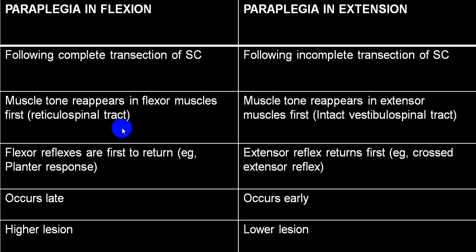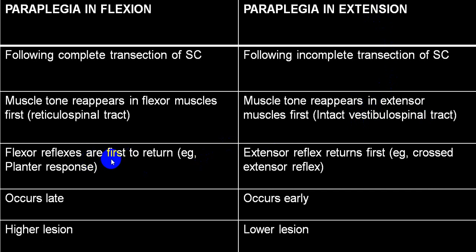Muscle tone reappears in flexor group of muscles because of reticulospinal tracts, while in case of a partial damage, muscle tone reappears in extensors first because of intact vestibulospinal tracts. And that's why in a partial damage, you will have increased tone in the extensor group of muscles.